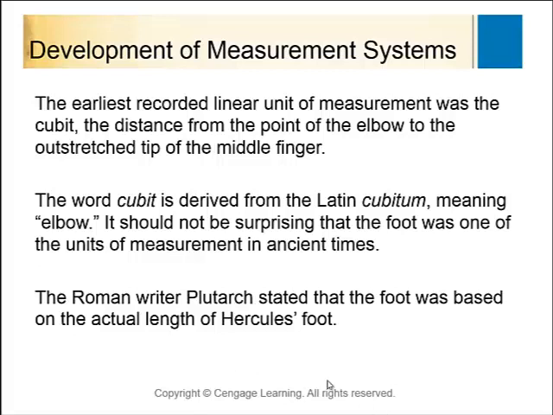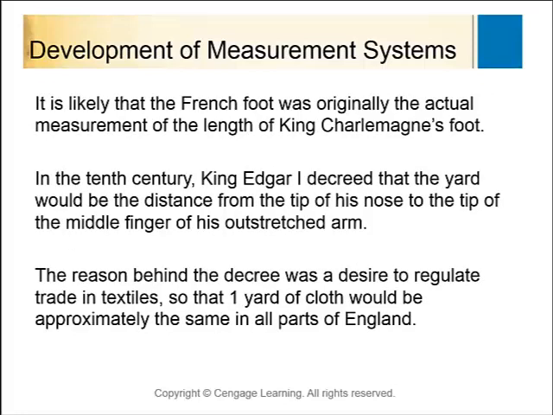The Roman writer Plutarch stated that the foot was based on the actual length of Hercules' foot. A cubit was the distance from the tip of your middle finger to the point of your elbow. The French foot obviously would be the length of King Charlemagne's foot, of course, and then a yard would be, of course, a measurement of some king once again.